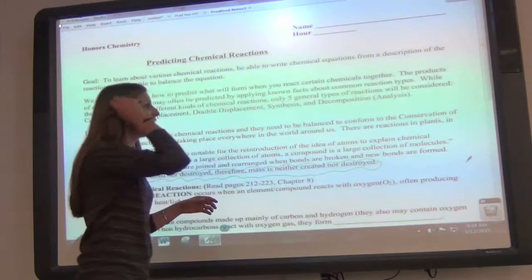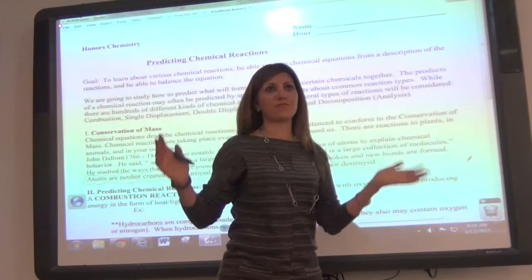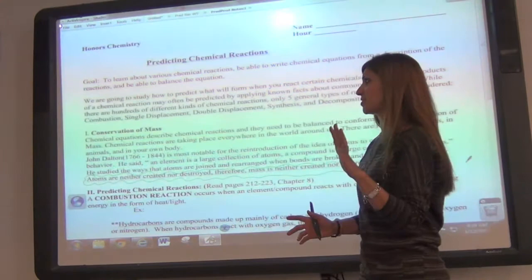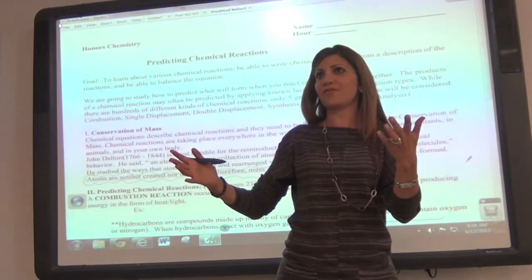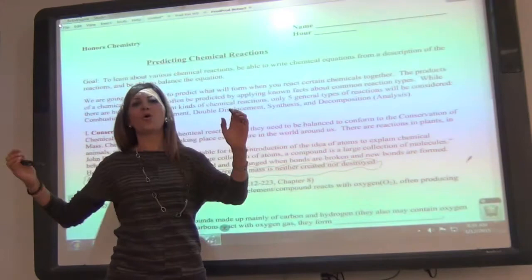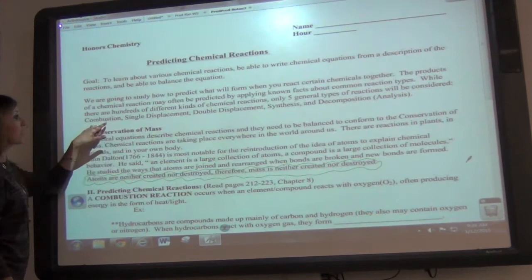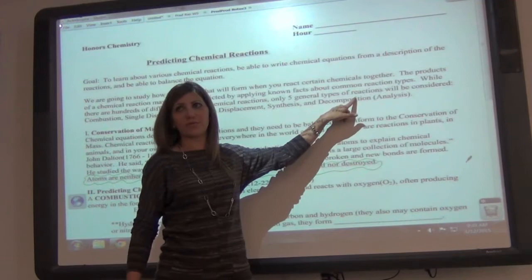There are a whole bunch of different reactions, but they brought it down to five simple types, and that's what we're going to focus on in this class. Again, there are thousands and thousands of reactions outside of these five. Organic chemistry, for example, has its own entire section of chemistry devoted to it, with a whole bunch of different equations that are either memorized or interpreted. So we're going to just talk about five: combustion, single displacement, double displacement, synthesis, and decomposition. We're going to start off with combustion.